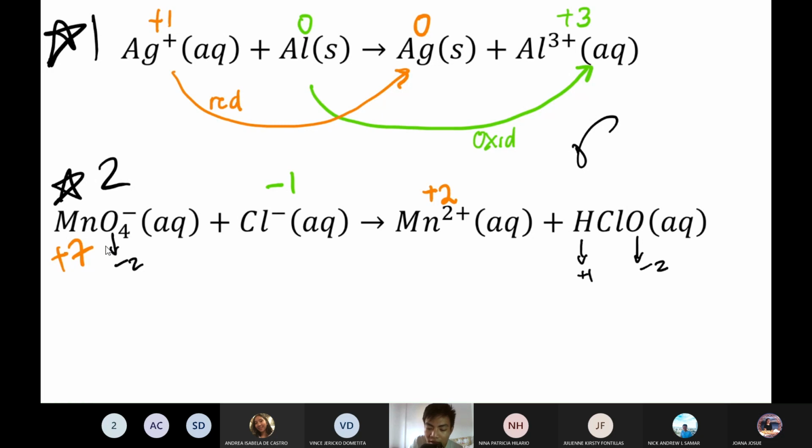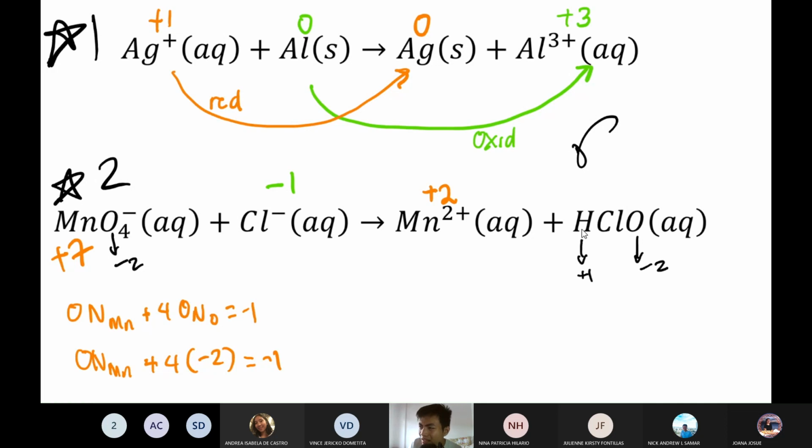Okay, paano yun nangyari, sir? Oxidation number manganese plus oxidation number ni oxygen equals negative 1. Okay, so oxidation number manganese plus 4 times negative 2 equals negative 1. So 8 yan, negative 8. Lipat mo sa kabila, magiging positive 8 minus 1, 7.